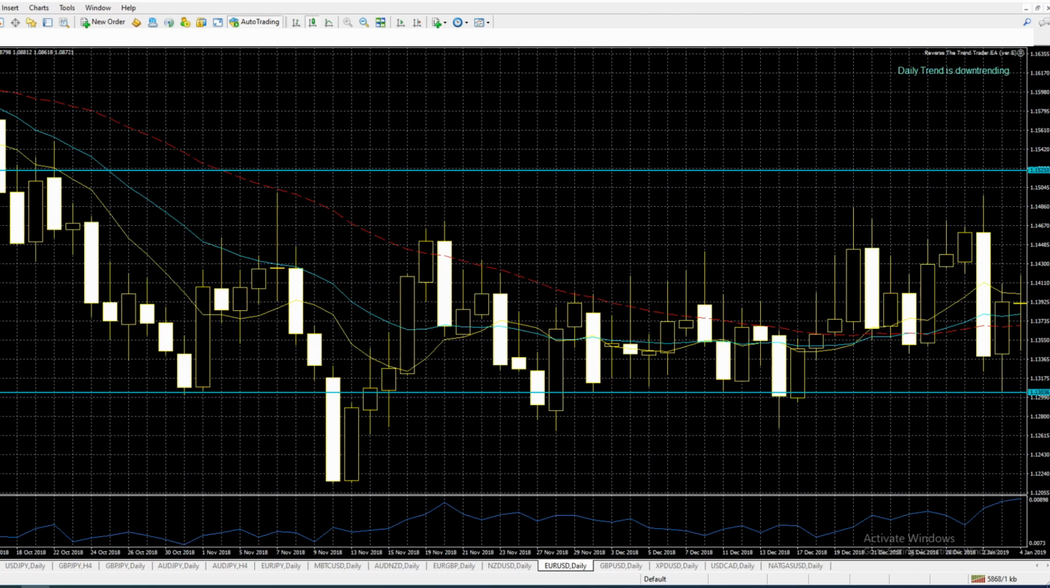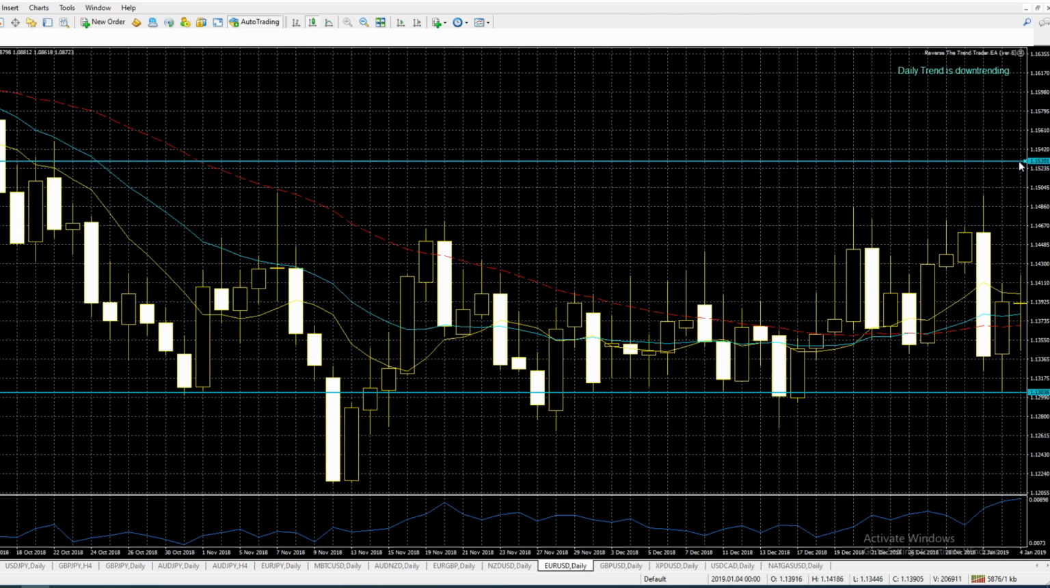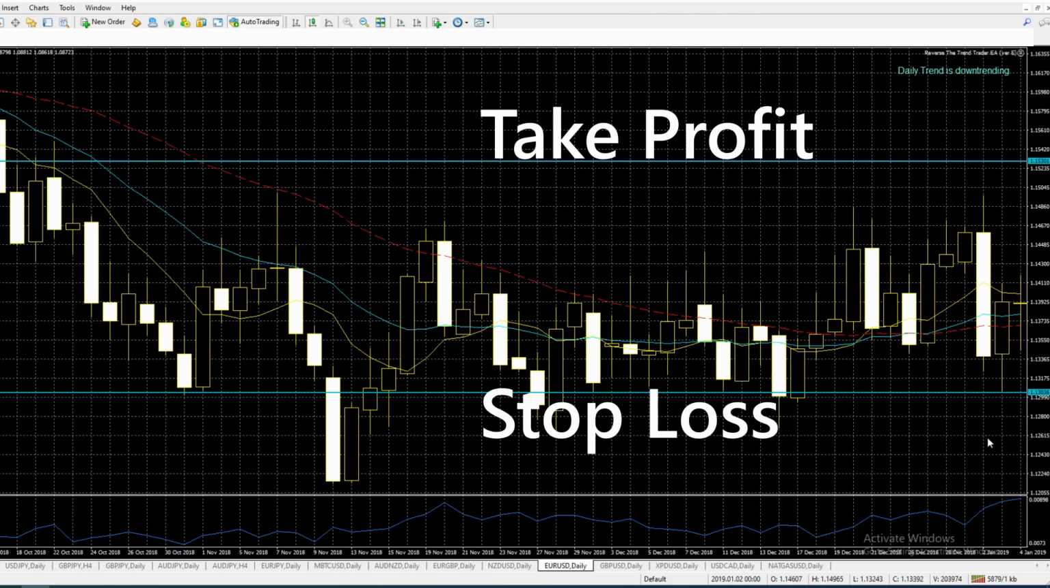Sorry, I gotta use a calculator. So 900 times 1.5, yeah, about 1350. So let's just take the take profit as 1,350 pips. So that's about here. Okay, so this is our take profit and this is our stop loss.